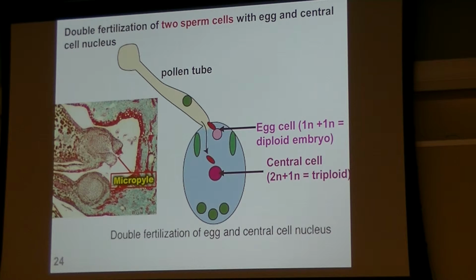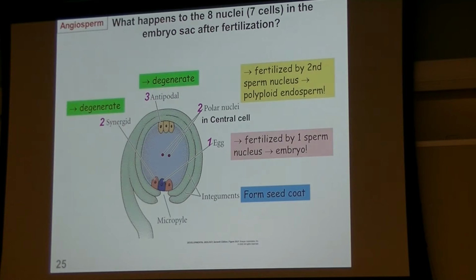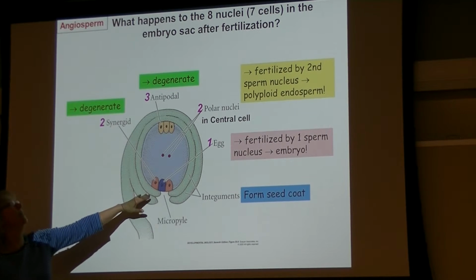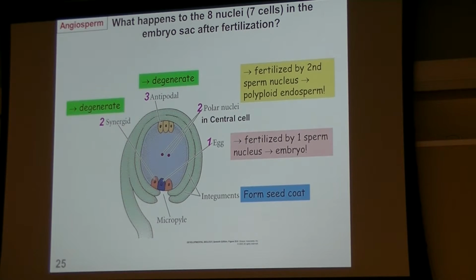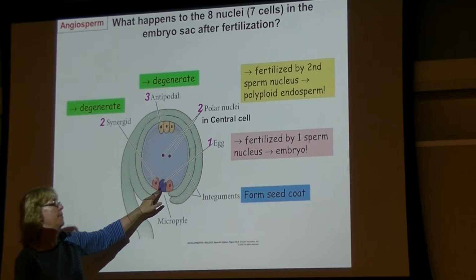Okay. So here's just another slide where I've diagrammed that out. Double fertilization. And I think we already talked about that as well. The synergids will eventually degenerate, the antipodal cells degenerate, the central cell becomes the triploid endosperm. The egg cell gets fertilized and becomes the embryo.